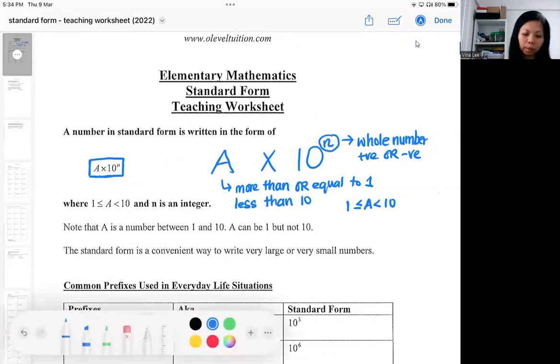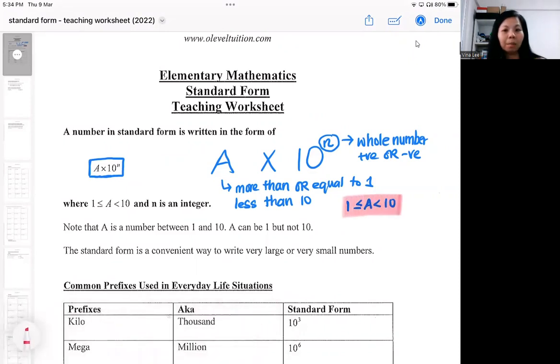The two conditions are: A must be between 1 and 10, but it cannot be equal to 10. And the power of 10 must be a whole number. It cannot be a fraction. It can be a positive or negative whole number, but it can't be a fraction.